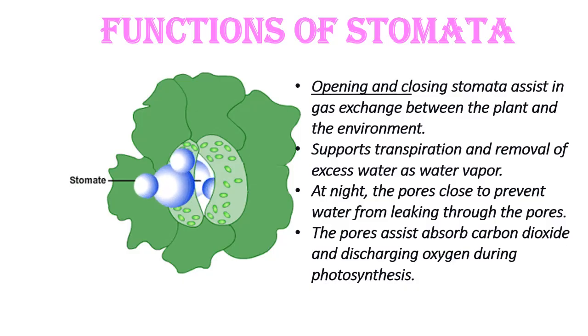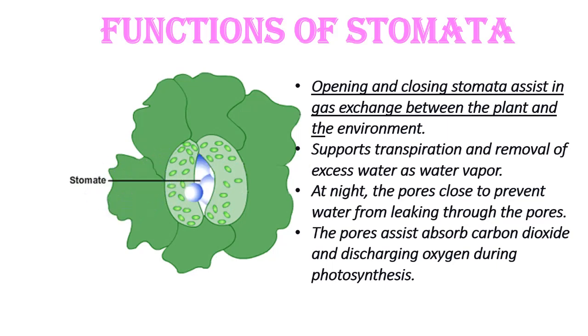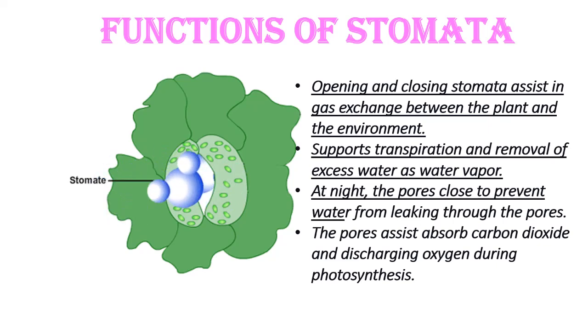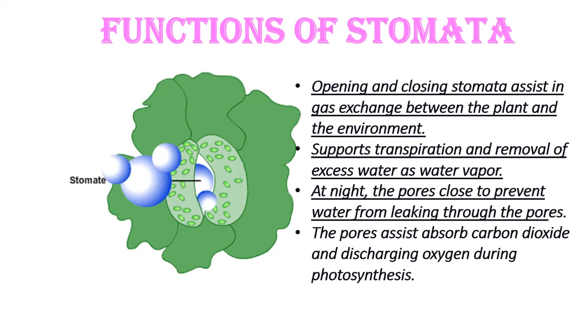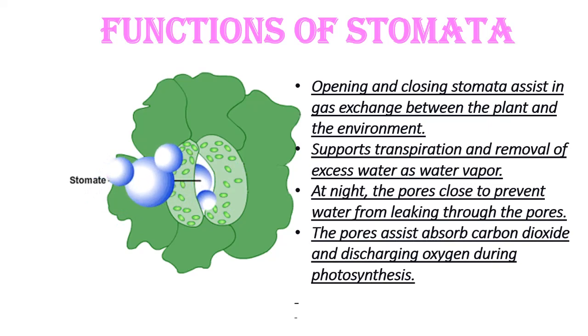Functions of stomata. Opening and closing stomata assist in gas exchange between the plant and the environment. Stomata support transpiration and removal of excess water as water vapor. At night, the pores close to prevent water from leaking through the pores. The pores assist in absorbing carbon dioxide and discharging oxygen during photosynthesis.